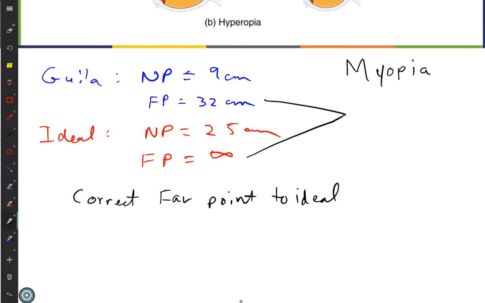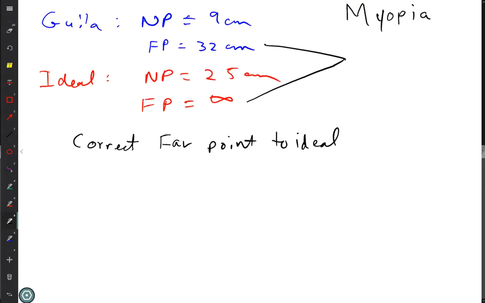So what we do, and so I'm going to draw a figure. Here's my eyeball. This is how physicists draw eyeballs. We're very consistent on this. And I have an object at the ideal far point.